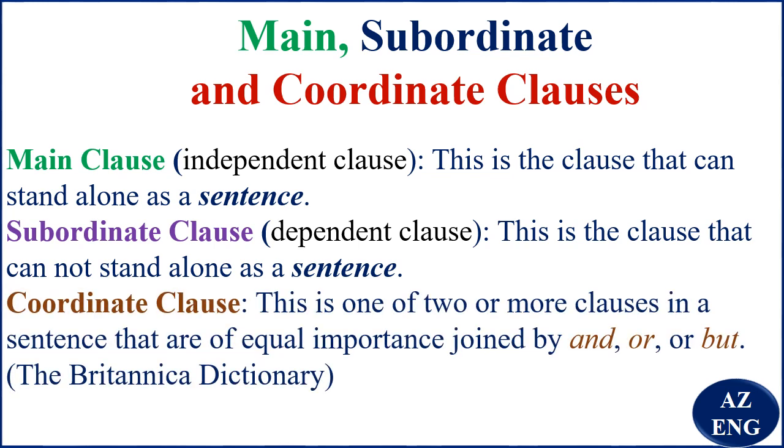Then here, coordinate clause. This is one of two or more clauses in a sentence that are of equal importance, joined by and, or, but. But it's not only and or but that you can use. We will have examples about that too. You can see the definition, the reference from the dictionary there. So let's start having the examples.